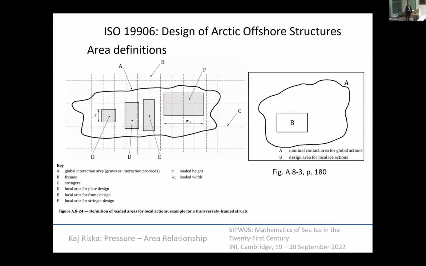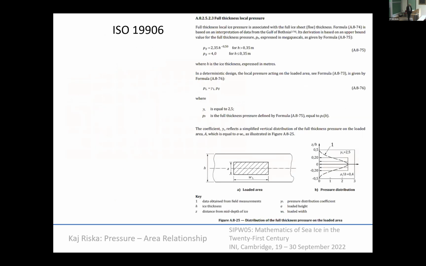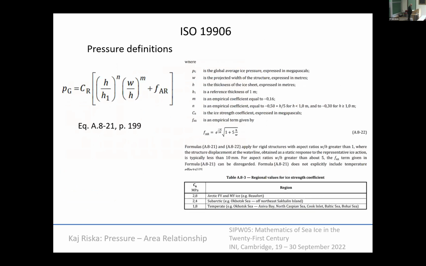In the Arctic offshore structures, there are several area definitions which are not that clear to me, or then an explanation of nominal area and some design area. But what is it? It's not clear. Then there's a level ice thing. This is the design area, and there's a minus 0.5 exponent. This is the pressure equation in ISO, there's thickness there, and this n is negative, so there's, in a way, a pressure area relationship there.